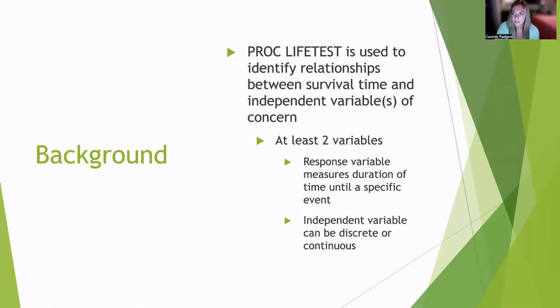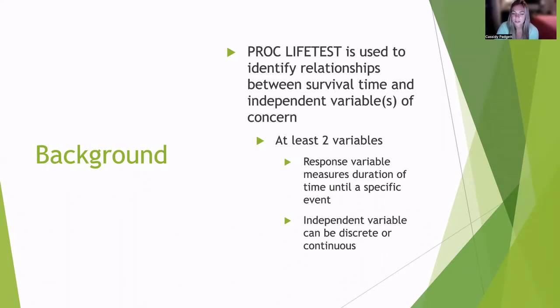What we're going to talk about in this presentation as a response variable is survival time, which we mean is the duration of time until death. And then independent variable or independent variables, these can be discrete, they can be continuous. Some examples might be age, sex, race, temperature, anything that you're looking at to see if that plays a role in duration of time until death.